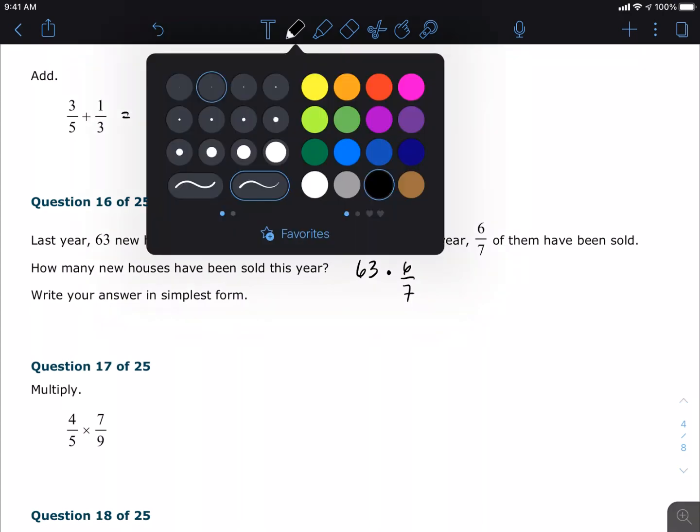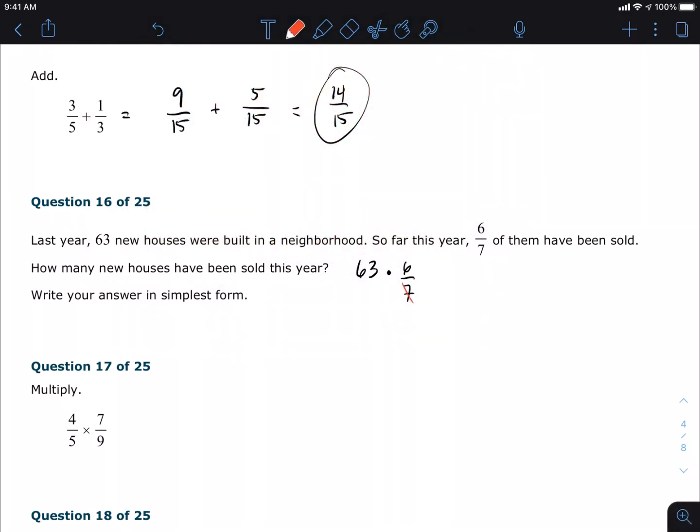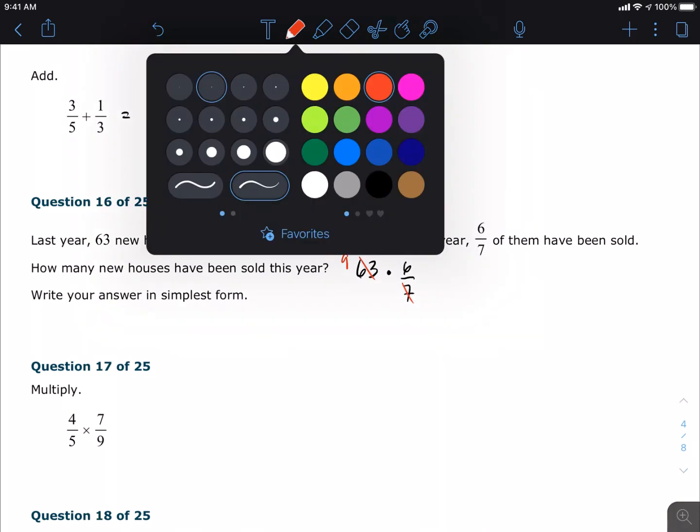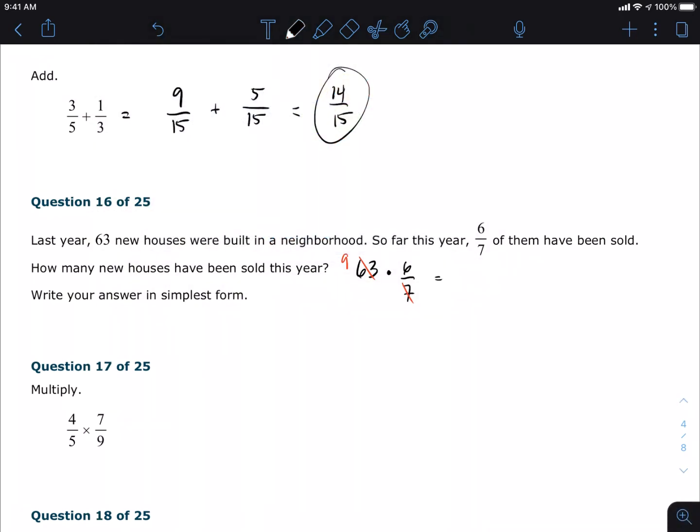This 7 ends up canceling with the 63, and what we're going to get here is that's going to become a 9. And so 9 times 6 is 54. And that's how many houses have been sold so far. Now, do you want me to show you another way to do it? Here's another way to do it.